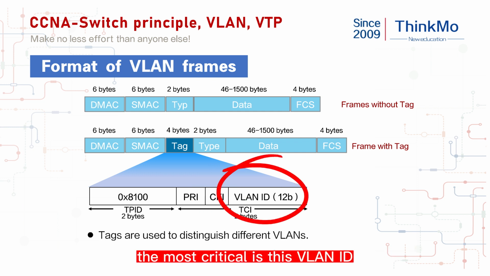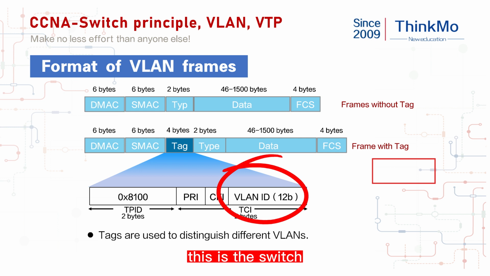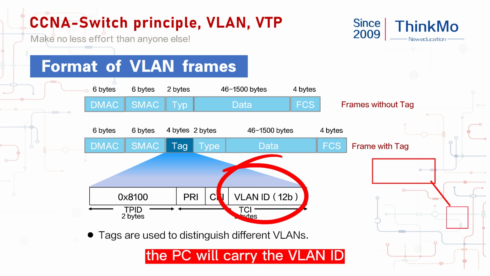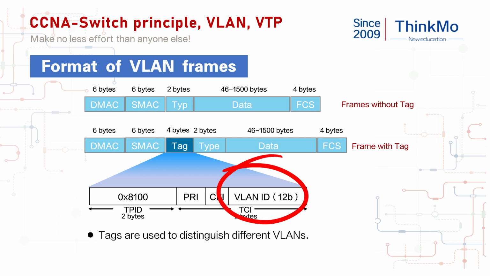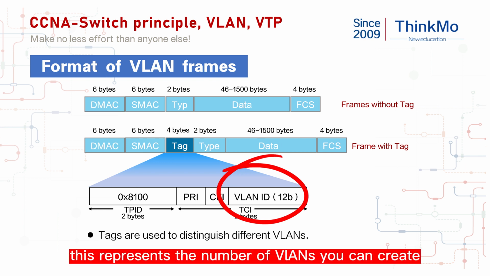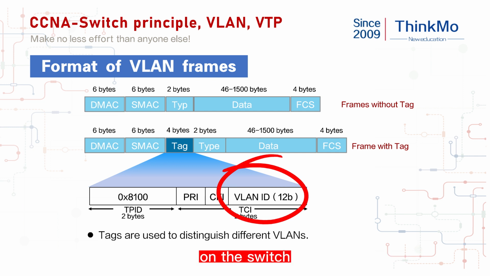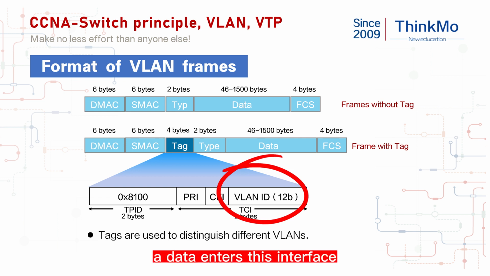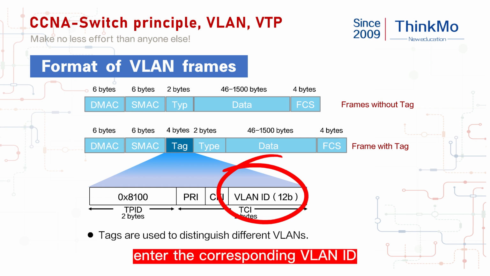The most critical is this VLAN ID. This is the switch. This is a PC. The PC sends data. When the data arrives at the switch interface, it will be given a VLAN ID. The VLAN ID field is 12 bits. You divide an interface into a VLAN. A data frame enters this interface and is marked with the corresponding VLAN ID.